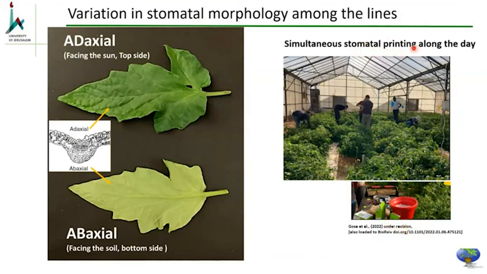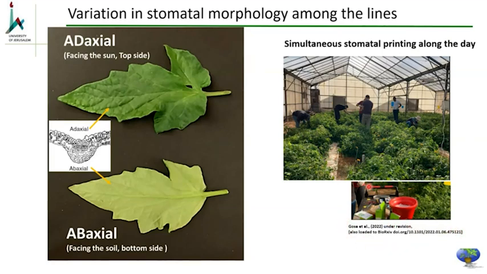special stomatal printing method. It's a special glue that you can just fix to the leaf. It dries very fast, so you can get the printing of your leaf. We wanted both the abaxial and adaxial, and we wanted this printing at different times of the day, at least 6 times a day, for all of the lines. To do this simultaneously, you really have to have an army of people running around in the greenhouse gluing this material. By the way, if you want to see the protocol, we just uploaded it to bioRxiv.